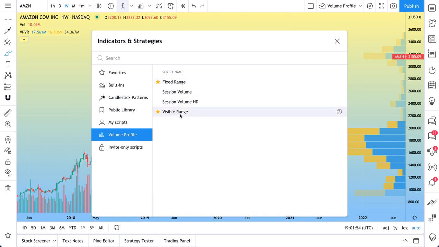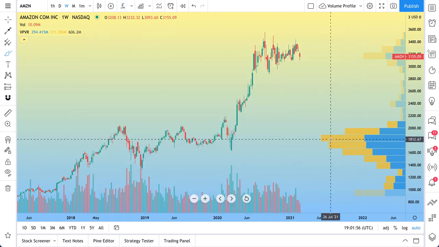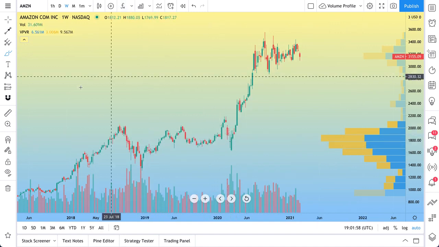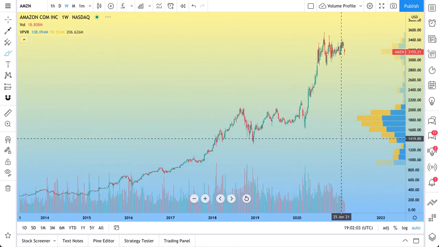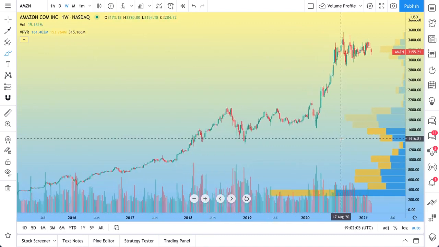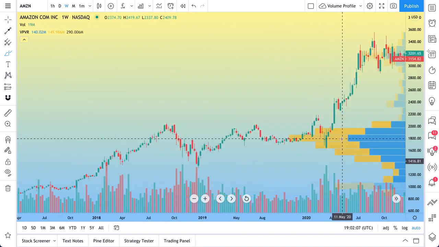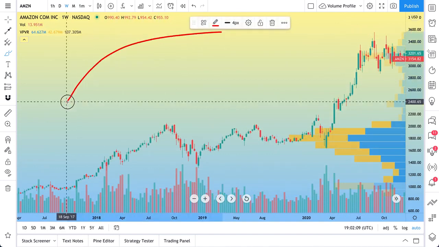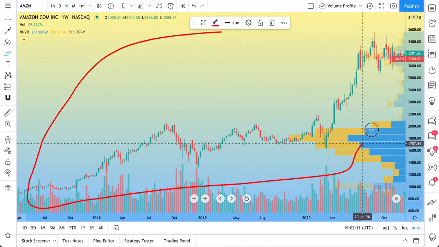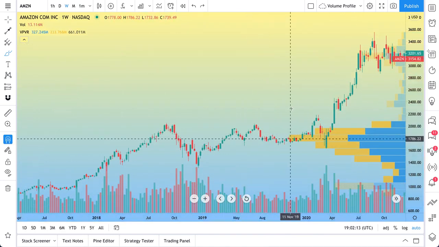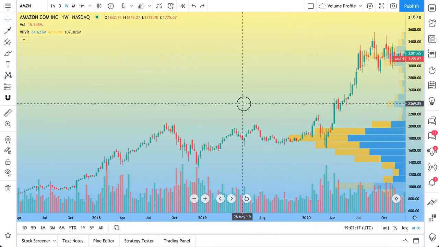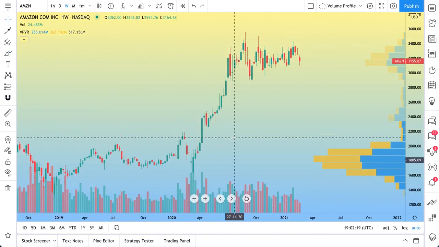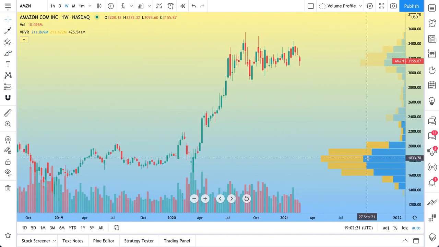Visible range will automatically adjust to show you the volume for each price level depending on your chart. Watch how fast it adjusts when we zoom out. Watch how fast it adjusts when we zoom in. And so it's just instantly calculating how much price history we're showing, and then it's telling us that level had the most trading volume at that price. So that is how you use volume, and that is how you use volume profiles.